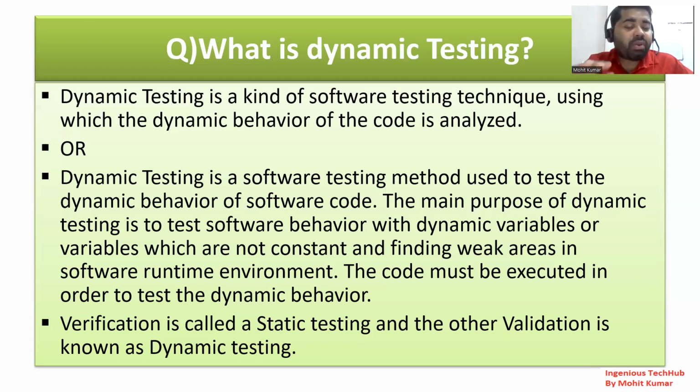Understood, right? So here we work with dynamic variables, variables which are not constant, where the value is not constant, and finding weak areas in the software. In the run time environment, the code must be executed in order to test dynamic behavior. See, here we have some technical words. If I go to the development level, I'm going to create one piece of code where users will log in with a username and password. This is one function I have created. That function I need to test. Who will test? The developer will test. I'm talking about the code base. But we are automation test engineers.